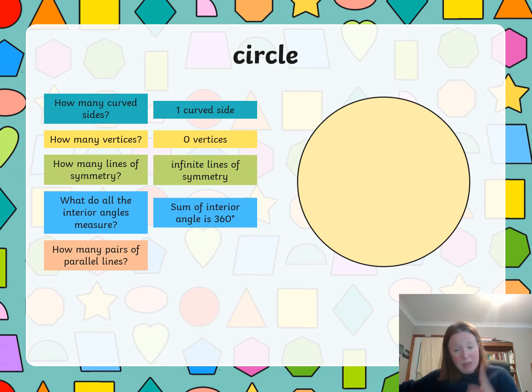Now remember, I'm going to be coming back to this later this week, so don't worry if you're not quite understanding what that means. And how many pairs of parallel lines? Well, there are none, because actually we have one smooth curved side. For parallel lines, we must have straight lines, not curved lines.